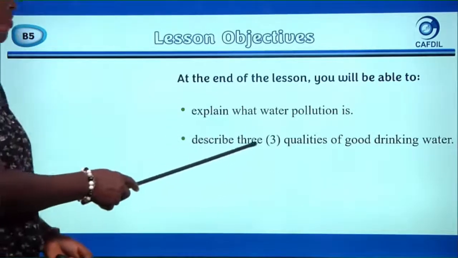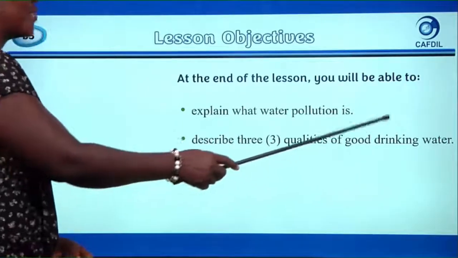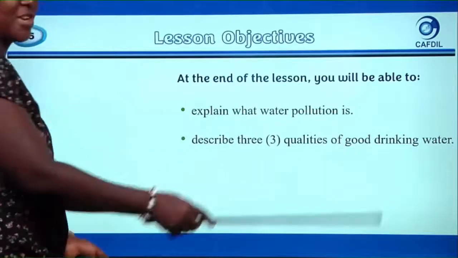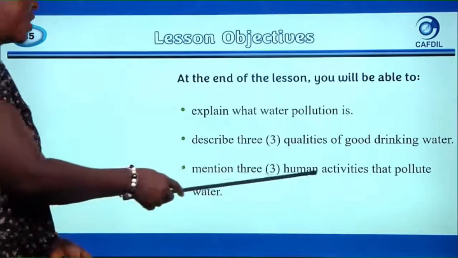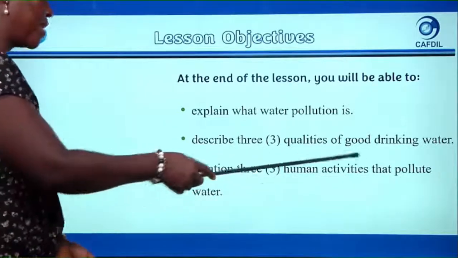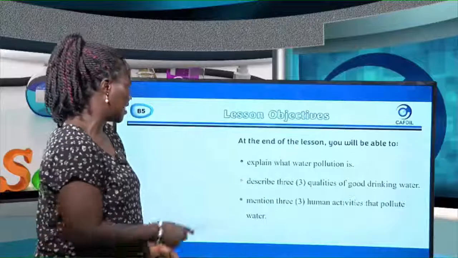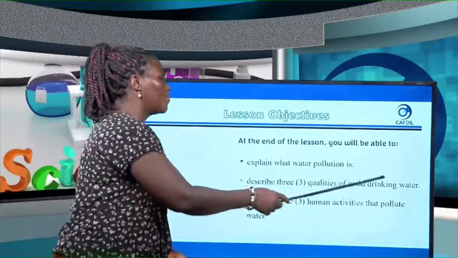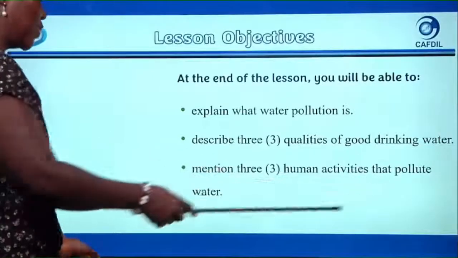2. Describe 3 qualities of good drinking water. And then the last one, mention 3 human activities that pollute water. So these are our lesson objectives: explain what water pollution is, describe 3 qualities of good drinking water, mention 3 human activities that pollute water.